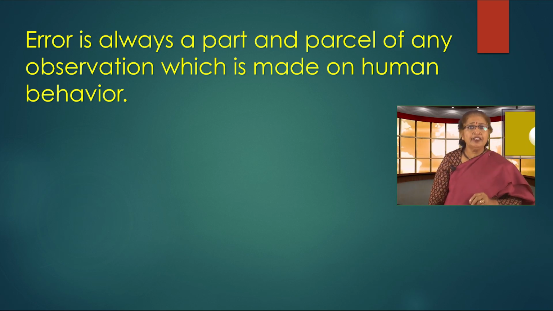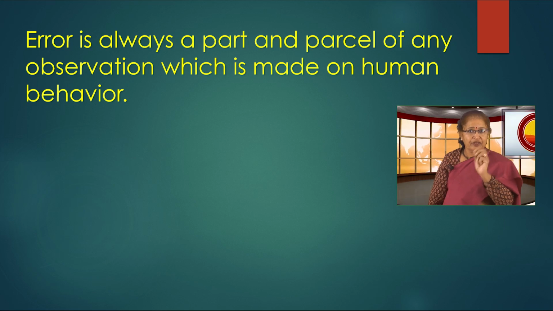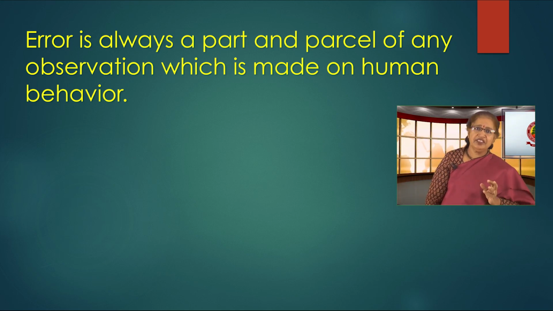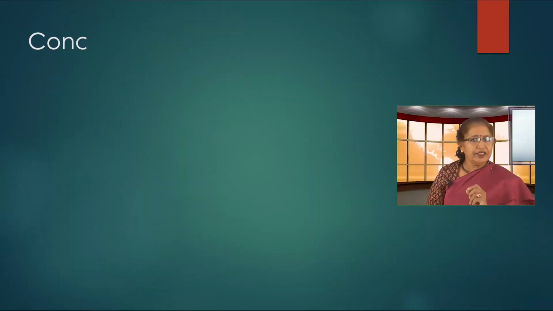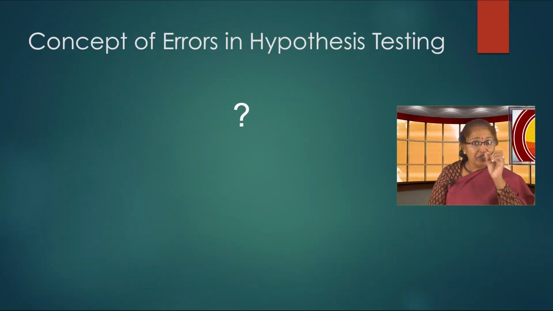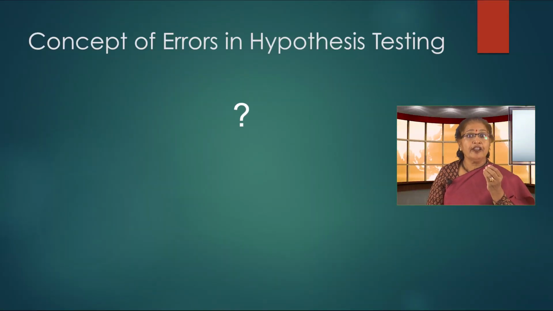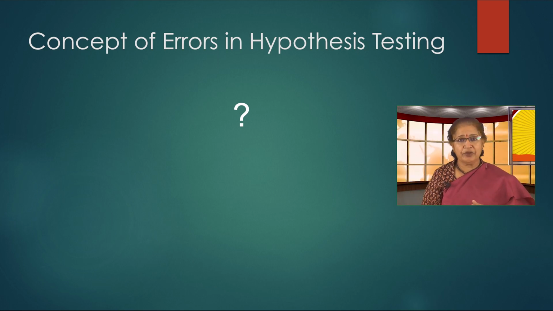No researcher can get rid of it. It may only be managed either physically or statistically. Therefore, an understanding of the place of error in testing hypothesis becomes essential for a human behavior scientist. Let us now discuss the concept of errors in testing hypothesis.